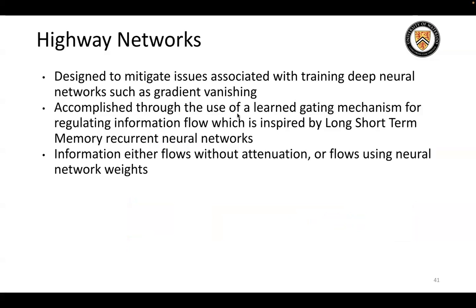This is a type of image classification network that is designed to mitigate issues associated with training deep neural networks, such as gradient vanishing. This is accomplished through the use of a learned gating mechanism for regulating information flow, which is inspired by long short-term memory recurrent neural networks, which were covered in the previous part. In highway networks, information either flows without attenuation or flows using neural network weights.